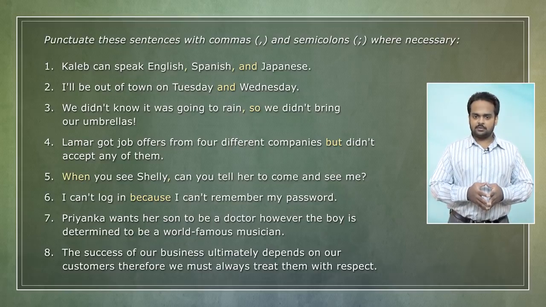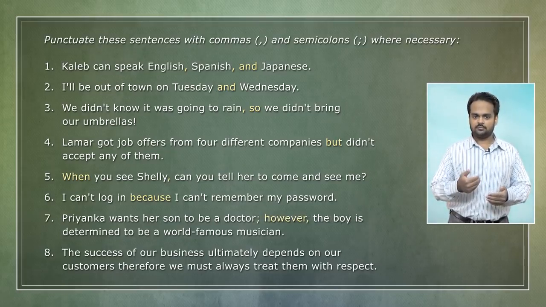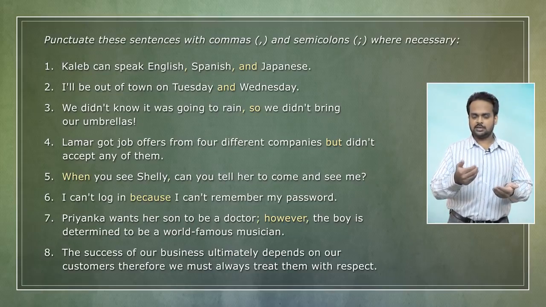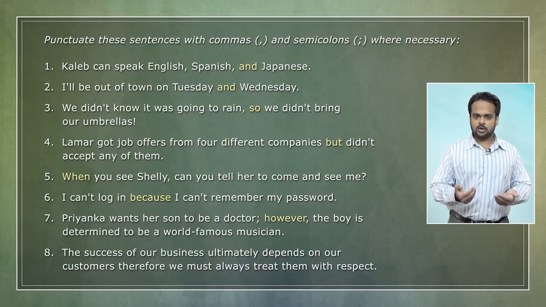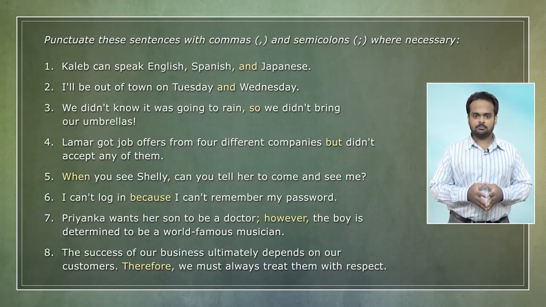In sentences 7 and 8, notice that we have conjunctive adverbs: however in 7 and therefore in 8. So what's the rule with conjunctive adverbs? The rule is semicolon before and comma after. You see this in number 7. Another way to punctuate conjunctive adverbs is with a period before and a comma after. You can see this now with number 8. Both forms are correct.